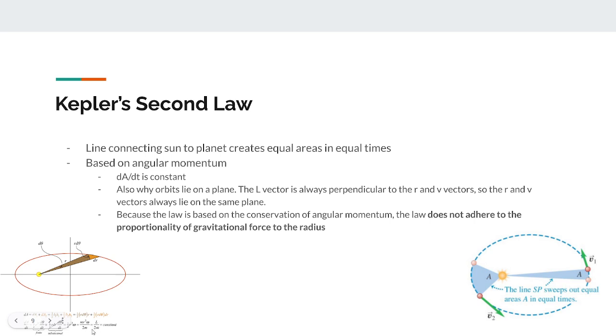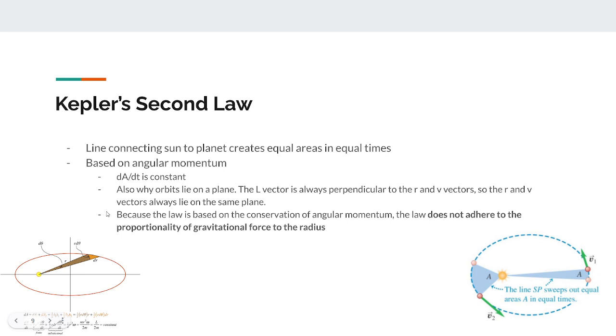It's this L over 2m, right? And so this is also why orbits lie on a plane. The L vector, our angular momentum vector, is always perpendicular to our radius and velocity vectors. So the radius and velocity vectors always lie on the same plane.